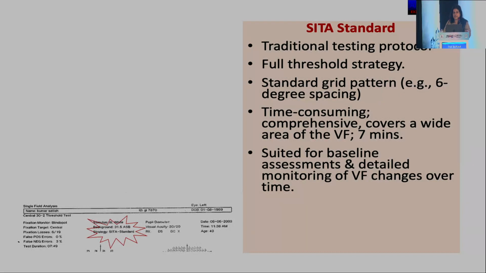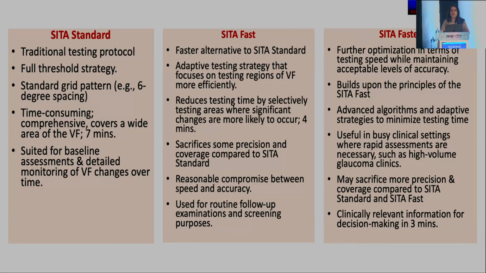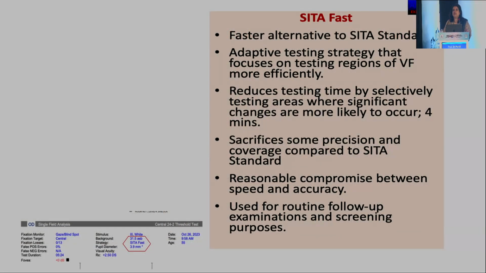So I think it's best suited for baseline assessments and detailed monitoring of visual field changes over time, but once the disease starts progressing and patients start getting older, you can switch to another strategy. Time to switch to another strategy is best when the patient is stable, rather than when you suspect there is some amount of progression, because then you really need to stick to the primary strategy that you're using.